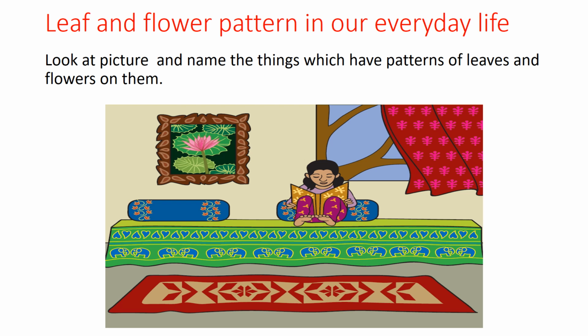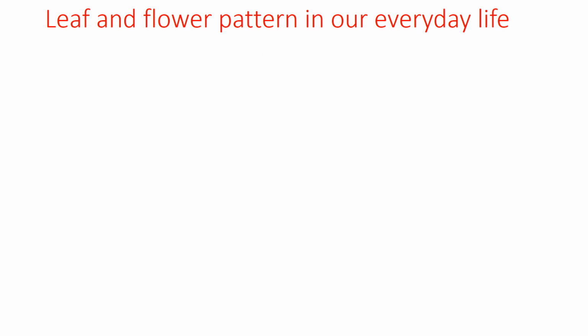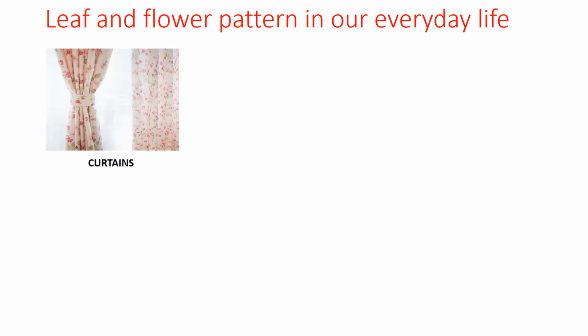Children, we have studied about leaves and their different types. Look at the picture and you will see there are different patterns of leaves and flowers that we see every day in our life. Can you name the things where we see these kinds of patterns? Okay, let's start. Curtains. In curtains, we can see the pattern of leaves and flowers.